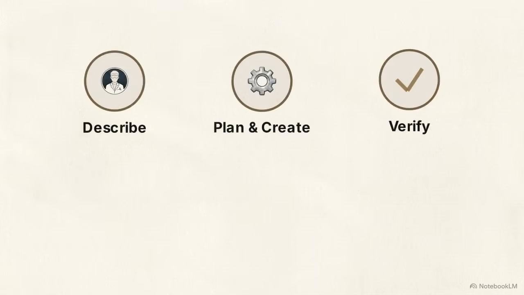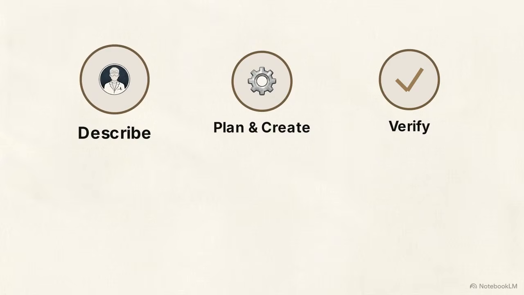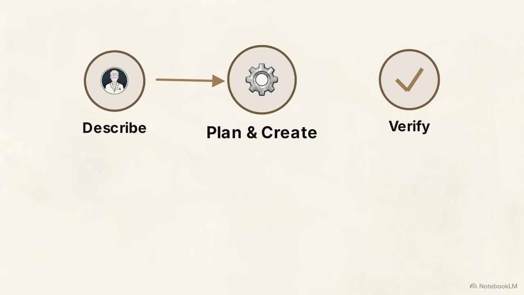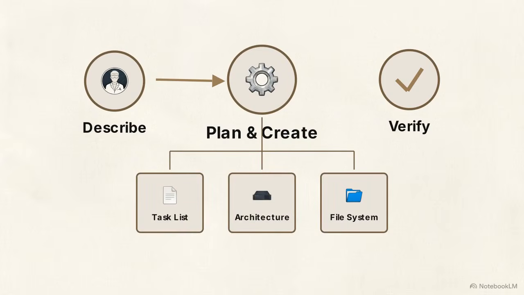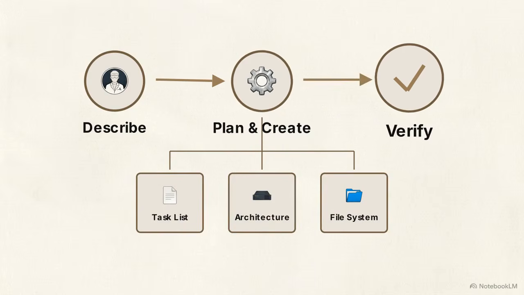This workflow follows 3 phases. First, describe, where the researcher inputs the project intent and constraints. Next, plan and create. The AI writes an implementation plan mapping out the architecture. Finally, verify, where the AI autonomously tests its output against that plan.